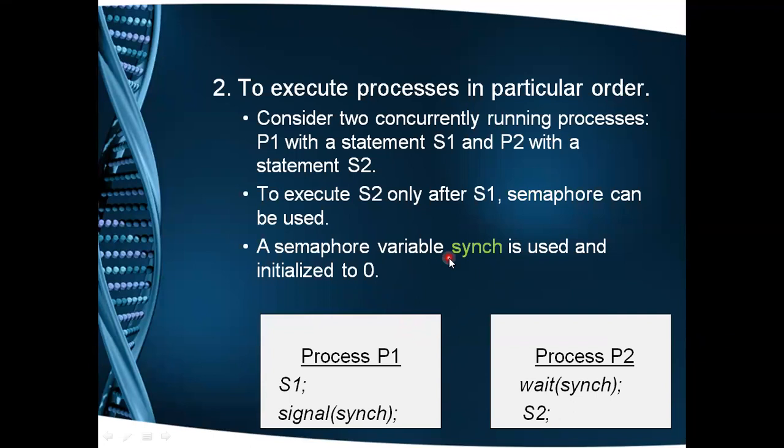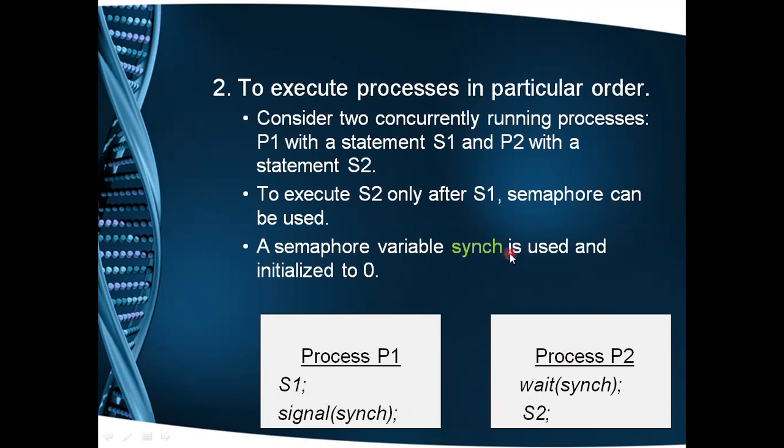We have just studied the wait and signal operations. These two operations can be used here. The wait operation is given in process P2 above the statement S2. Similarly, the signal operation is given in process P1 below the statement S1. If you do it like this, then automatically that order will be preserved. That is, S1 will be executed before S2.